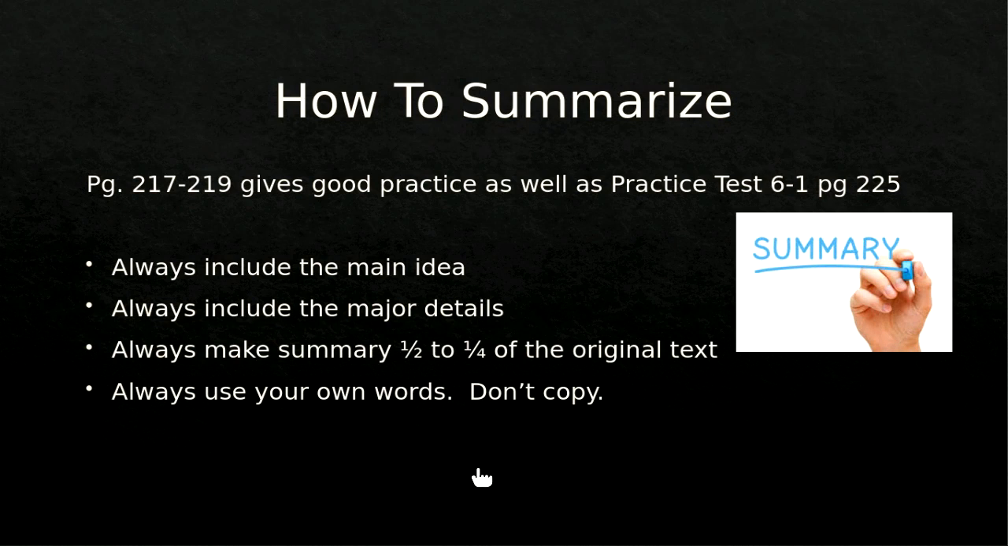And you need to use your own words. So my suggestion when you're writing summaries is to read and take notes, and then close your book, get out a piece of paper, and try to remember what you have. Or you can make an outline with your main idea and your major details, and then you write your summary, because you cannot copy exact words. Like you can't copy a whole sentence.